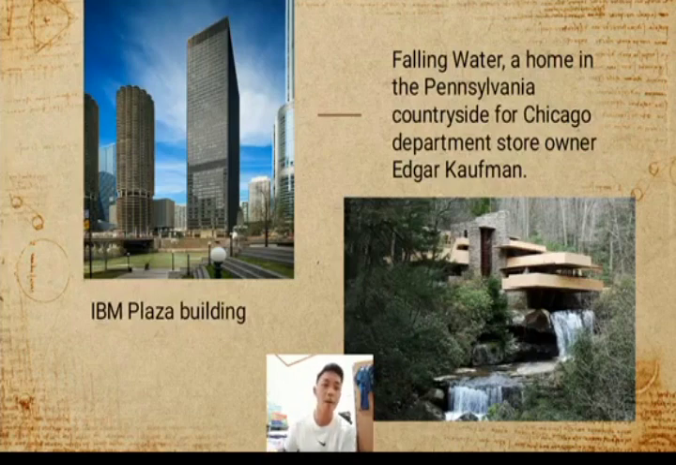Next, we have Fallingwater, a home in the Pennsylvania countryside built for Chicago department store owner Edgar Kaufmann. After its completion, Time called Fallingwater Wright's most beautiful job, and it is listed among Smithsonian's life list of 28 places to see before you die. Because of how beautiful the house is, it appeared among the 28 places that Smithsonian says you need to see before you die.